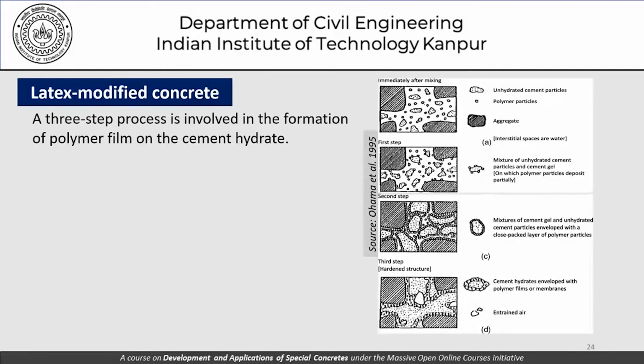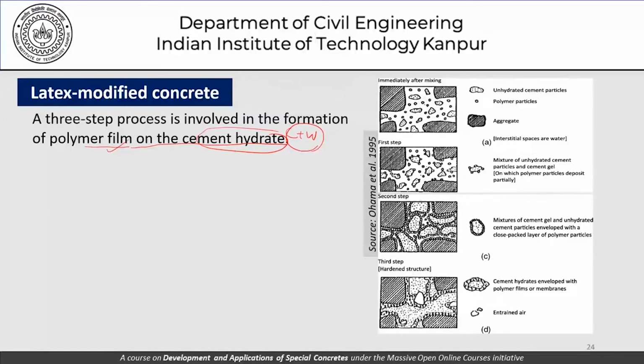This picture here shows the steps involved, or a model therefrom. A three-step process is involved in the formation of polymer films on the cement hydrates. So we are talking in terms of a model which says polymer film formed on cement hydrates. So the cement hydrates are formed with cement and water, and on these hydrates we have a polymer film as is shown in these steps. So let's see what the steps are.